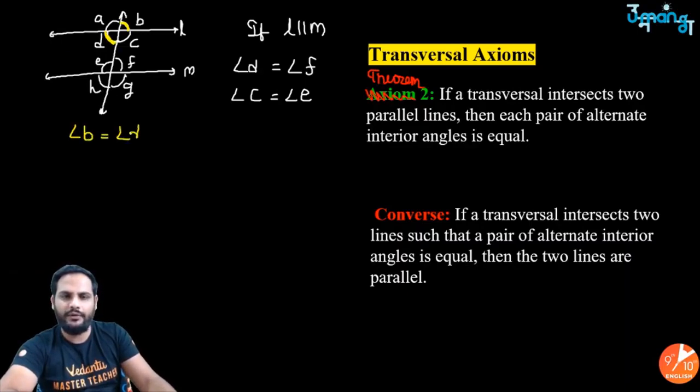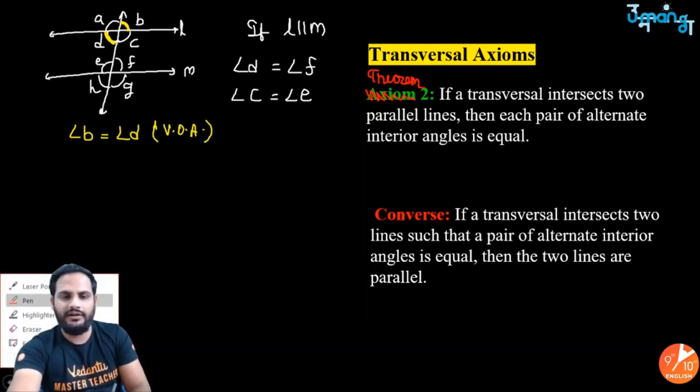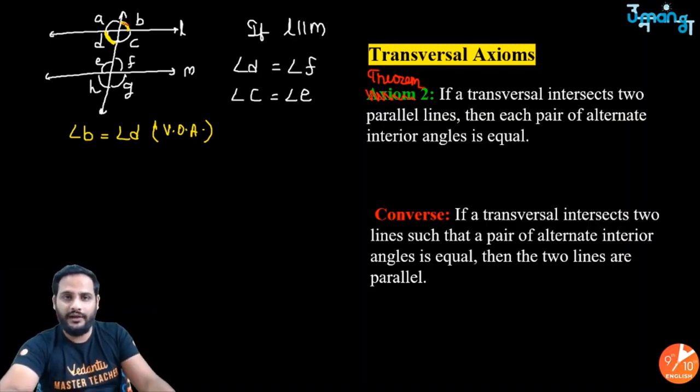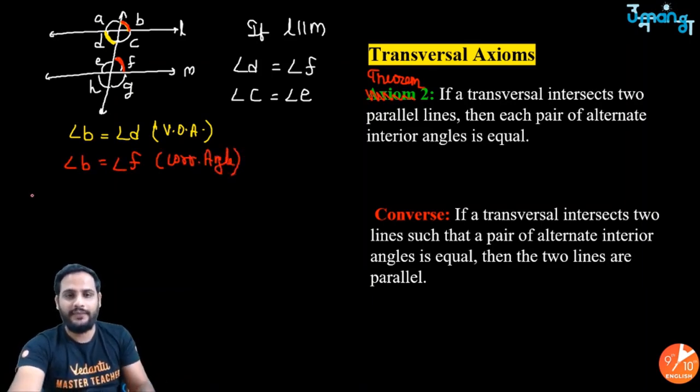Angle B is equal to angle D. The reason is vertically opposite angles. Okay? The second part: one more thing we have learned about corresponding angles. I can say angle B and angle F are a pair of corresponding angles. So angle B is equal to angle F as well because they are corresponding angles. So from here I can say angle B and angle D are equal.